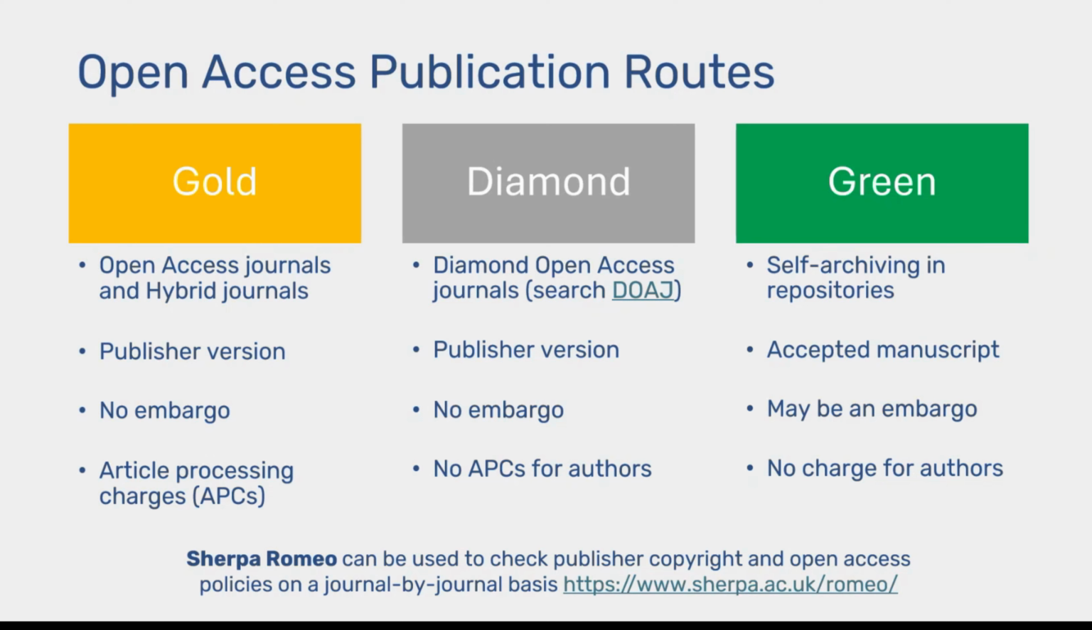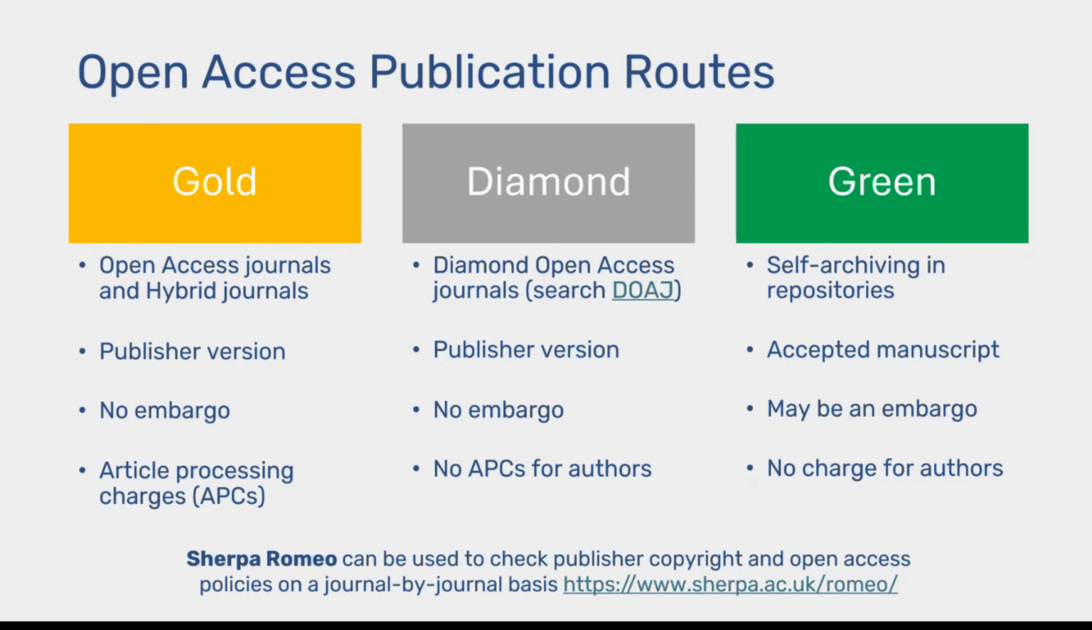So although gold open access is a great option for authors who have that funding available to them to cover that APC, which, as we mentioned, can be in the thousands, this is not always possible. But this shouldn't put you off making your work openly available to all. There are 2 other open access routes that can be utilised, which have no cost to the author, and these are diamond and green.